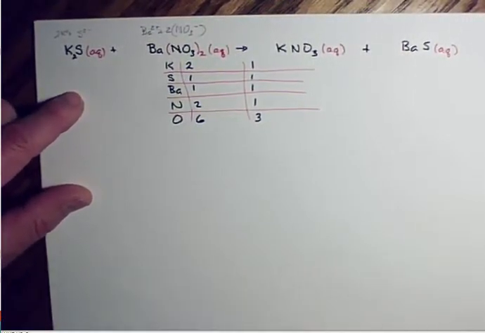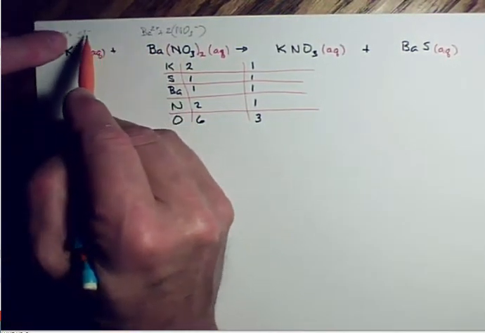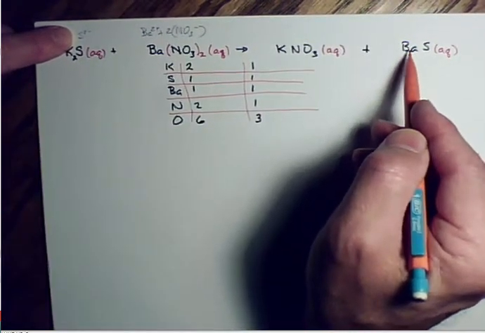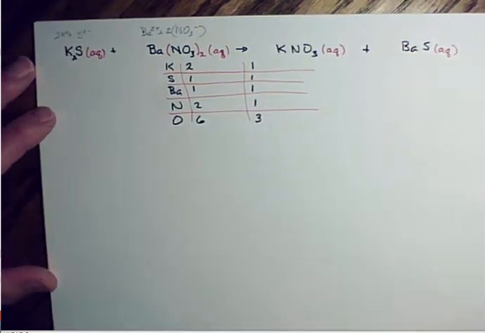Oh, I haven't pointed out that barium has a 2+ charge, sulfide has a 2 negative charge, so one of each of those will give you a neutral compound. So that formula is balanced.